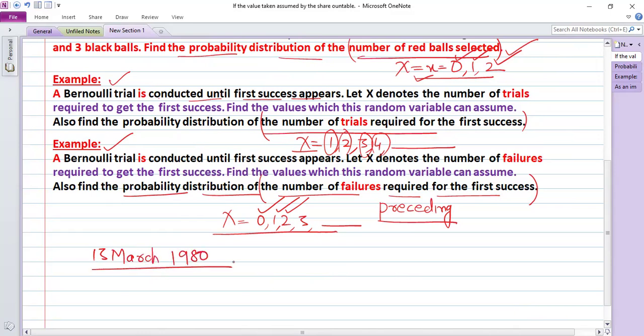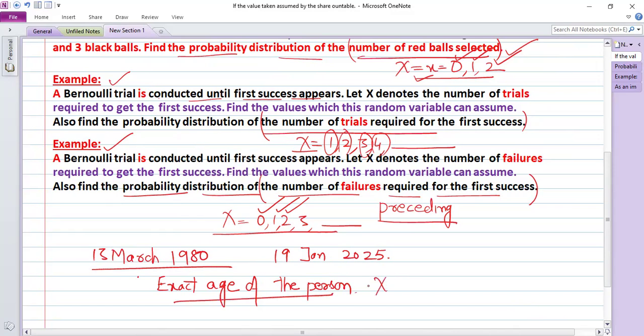Then today it is 19th of Jan 2025. Today it is this one. So what's the age? Actually, we are interested in the exact age of that person, the exact age of the person. Okay. And we are denoting it by random variable x. Now this x, what is this exact age?